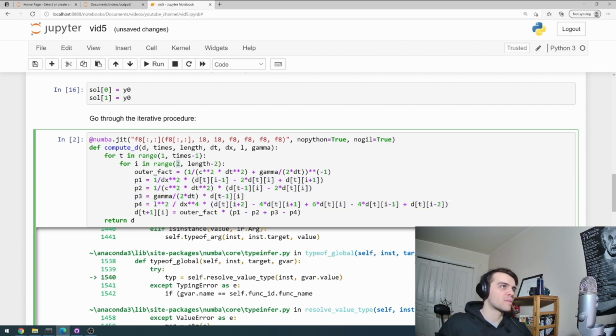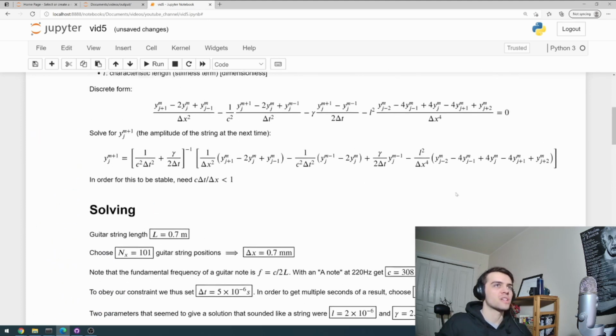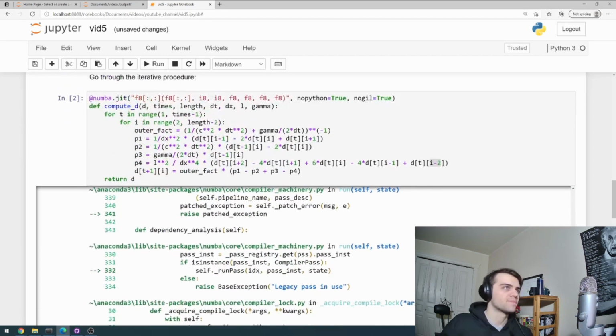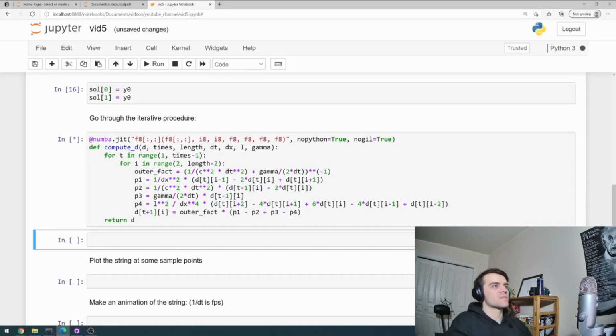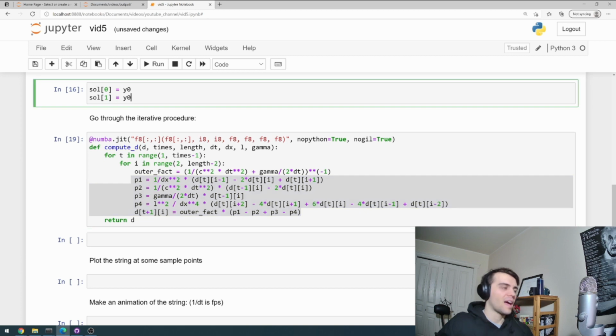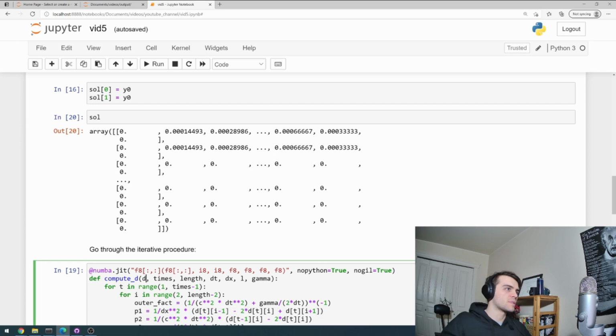Now, I is in range 2 to length minus 2. That's because I have this fourth derivative of position here, where I actually have positions that go minus 2, minus 1, plus 1, plus 2. So that's fine. Anyways, I can run this, and it creates this optimized function. I encourage you to study this. There's a lot to explain here, but convince yourself of what I'm doing here and how I'm passing in a solution. So solution is going to be the argument D.